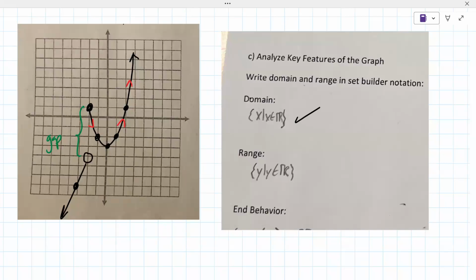There's no restrictions. When you say less than -2 on a number line, that means there's -2 and everything to the left of it. But when you say greater than or equal to -2, you fill in that dot and go everything to the right of it.